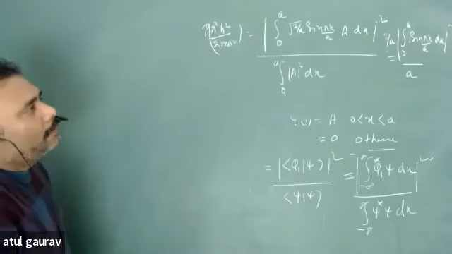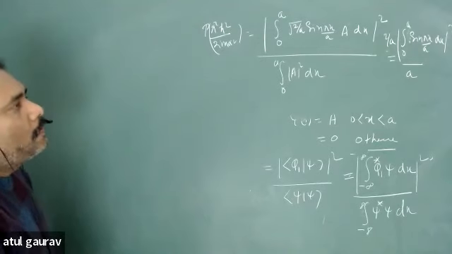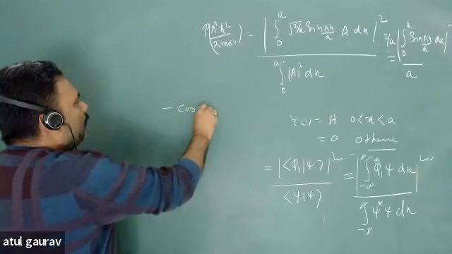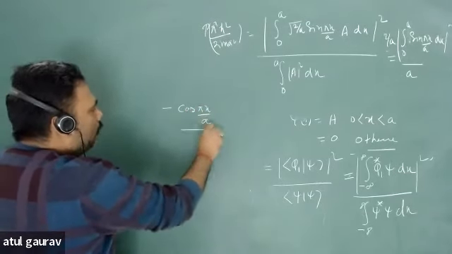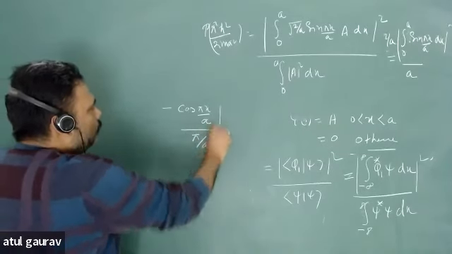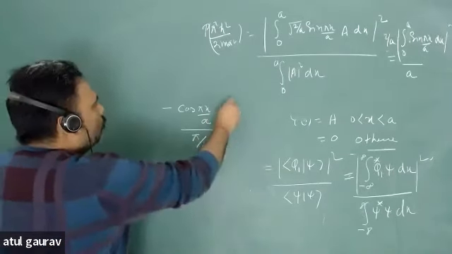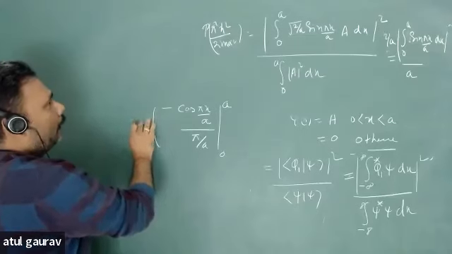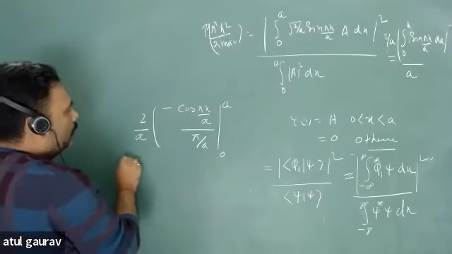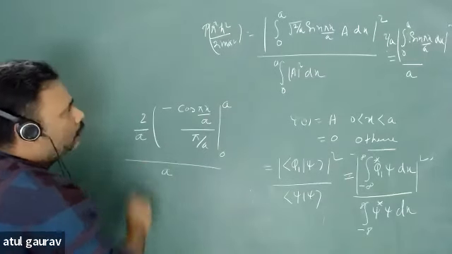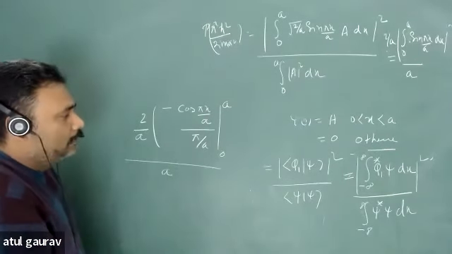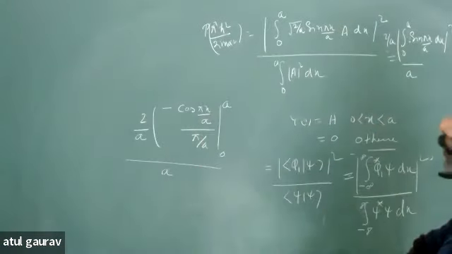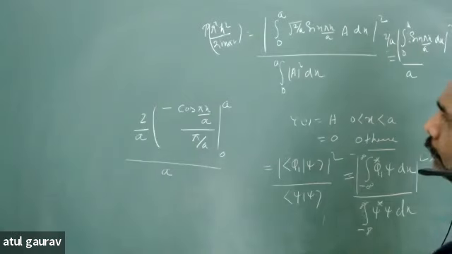बताइए साइन का इंटीग्रेशन क्या होगा? Minus cos pi x by a, और नीचे भी क्या आ जाएगा? पाई बाई a. You have to integrate from where to where? 0 to a. Yes? और इसके साथ साथ क्या लिखा हुआ है? You have 2 by a is also there, and you have a is also there. ठीक है? क्या आंसर आ रहा है? जरा बताओ. Sir, 8 by pi square.